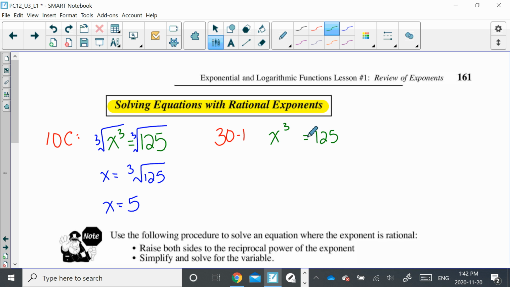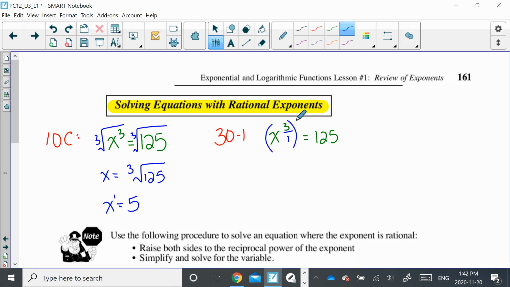Okay, the way you could have done this in 30-1 is I could have said, we need to get rid of this 3. What can I multiply this by in order to get a 1 here? And the answer is the reciprocal of this fraction. So if I said I want you to get a 1 here because I want to solve for x, right? I want x to the power of 1.